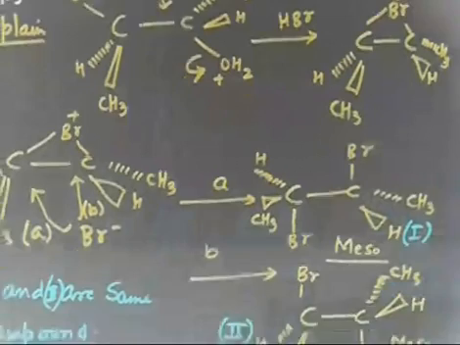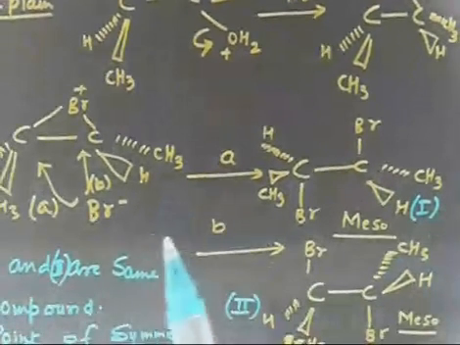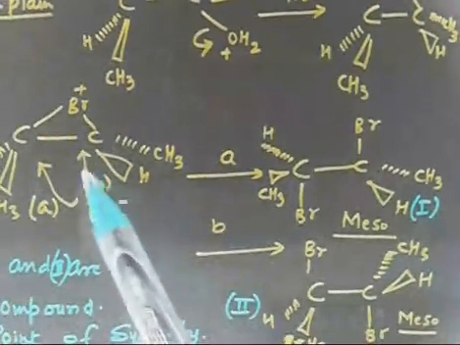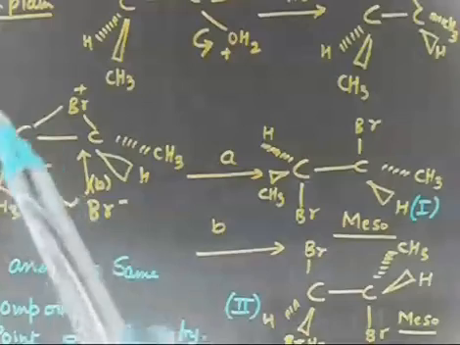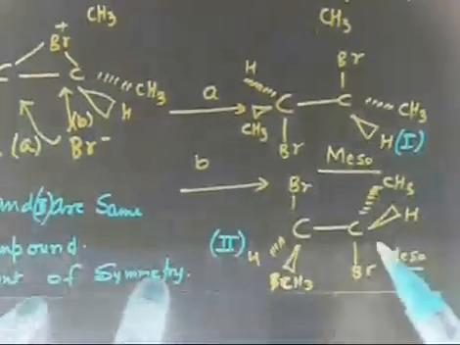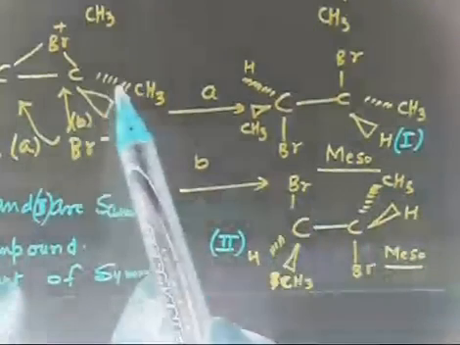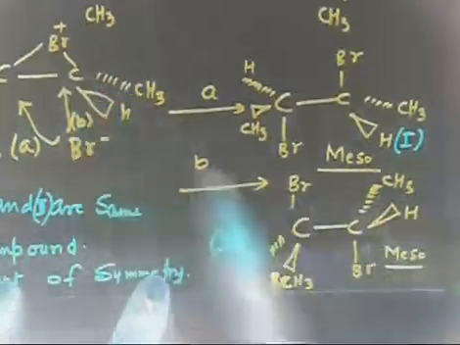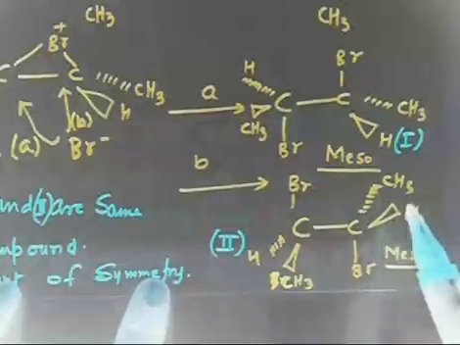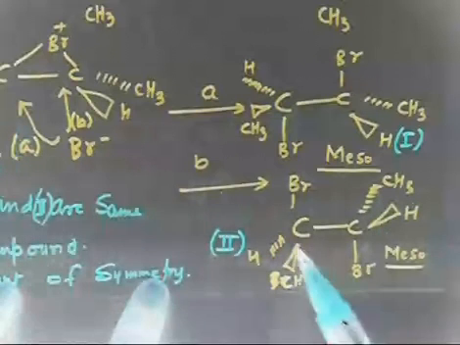Are you getting it? Now if you attack from path B, this time Br will be here on the bottom and this Br on the top. So let us first write the bromine. This Br is in the bottom, this Br is in the top. Now what will happen? This CH3 will go up, this hydrogen will go up, this CH3 will go up, this hydrogen will go up, this hydrogen and this CH3 will go down.